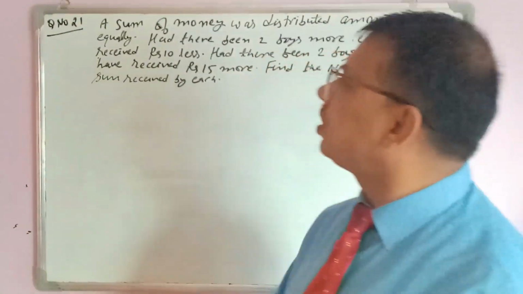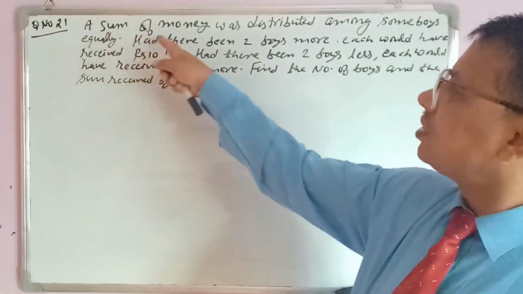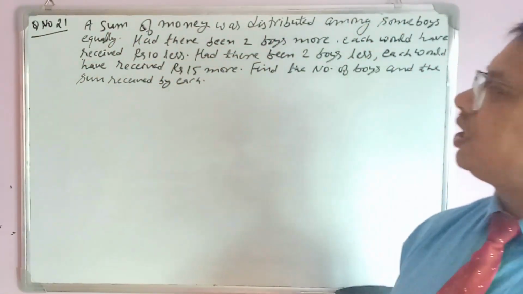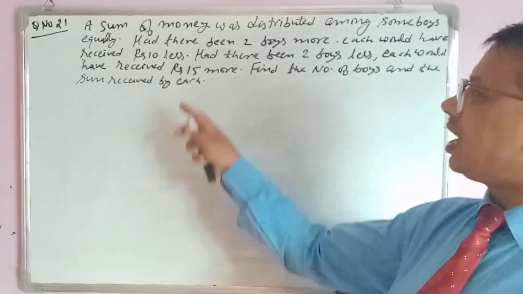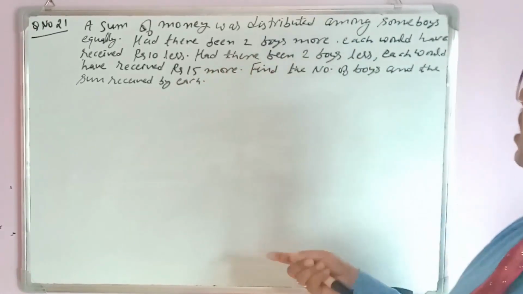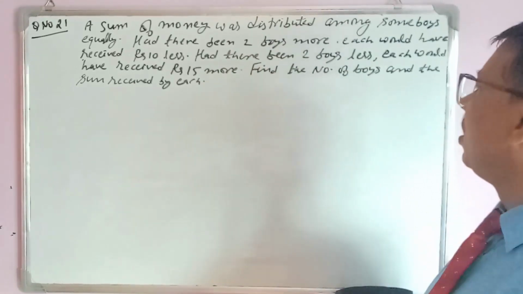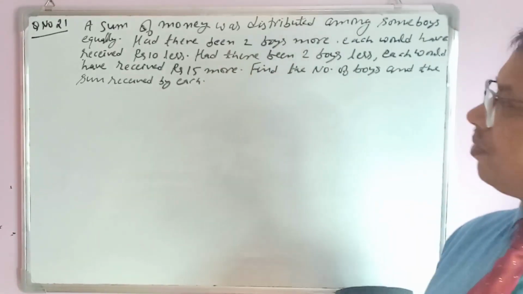Okay, question number 21. A sum of money was distributed among some boys equally. Had there been two boys more, each would have received rupees 10 less. Had there been two boys less, each would have received rupees 15 more. Find the number of boys and the sum received by each.